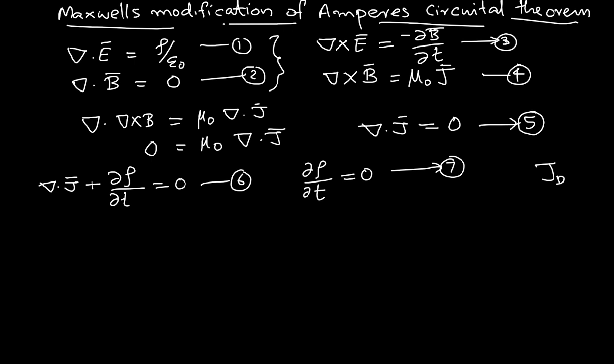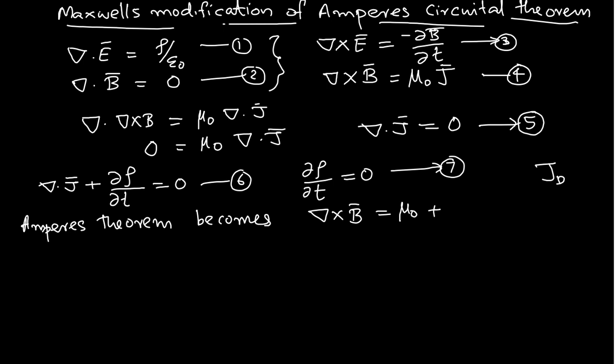Therefore, Ampere's theorem becomes del cross B equal to mu 0 into J plus JD. Maxwell included a term JD.